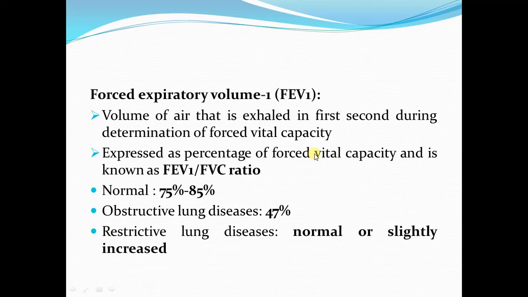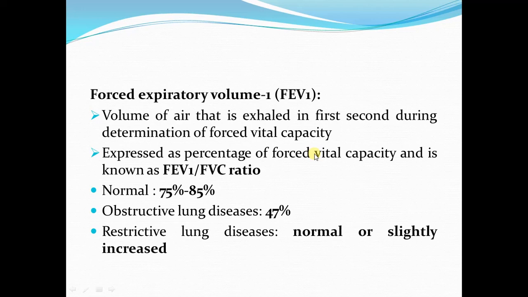So it is not an absolute value, it is a relative percentage. It's a percentage of the forced vital capacity. Again, I am repeating, FEV1 is the volume of air which is exhaled out in the first second during measurement of the forced vital capacity, and it is expressed as a percentage of forced vital capacity, which is known as FEV1 to FVC ratio. Now, normal FEV1 to FVC percentage is about 75% to 85%.